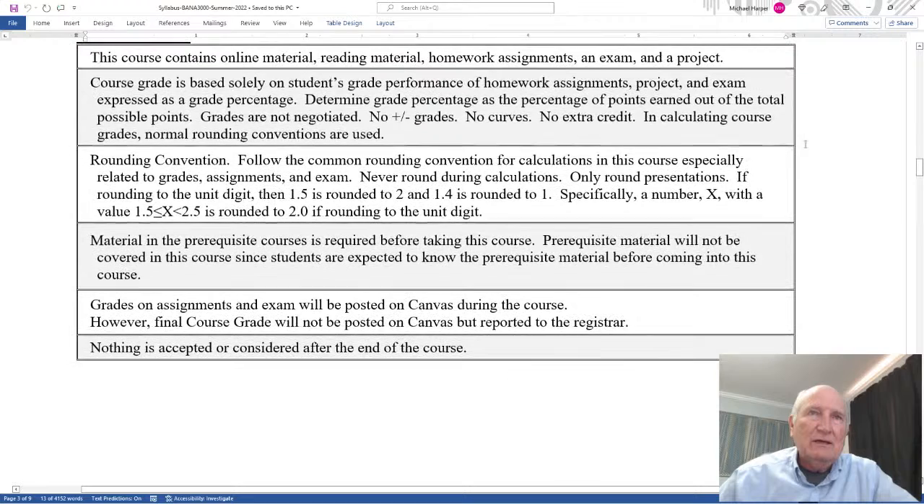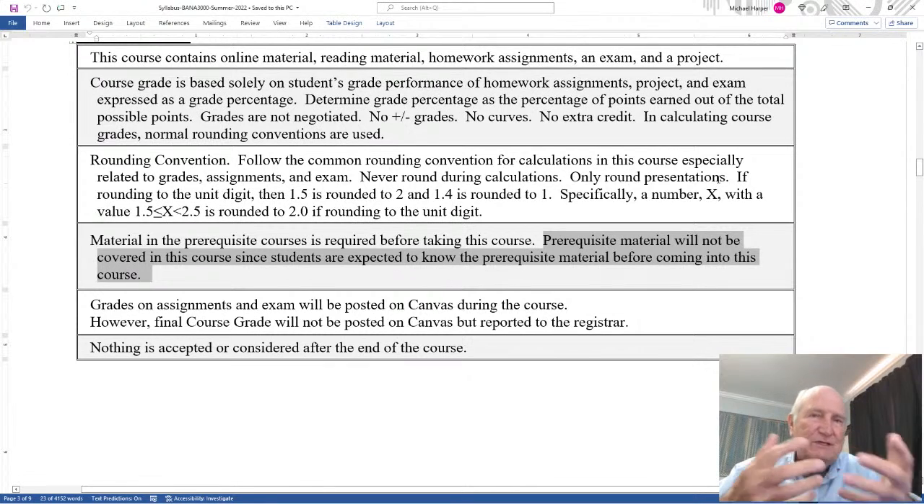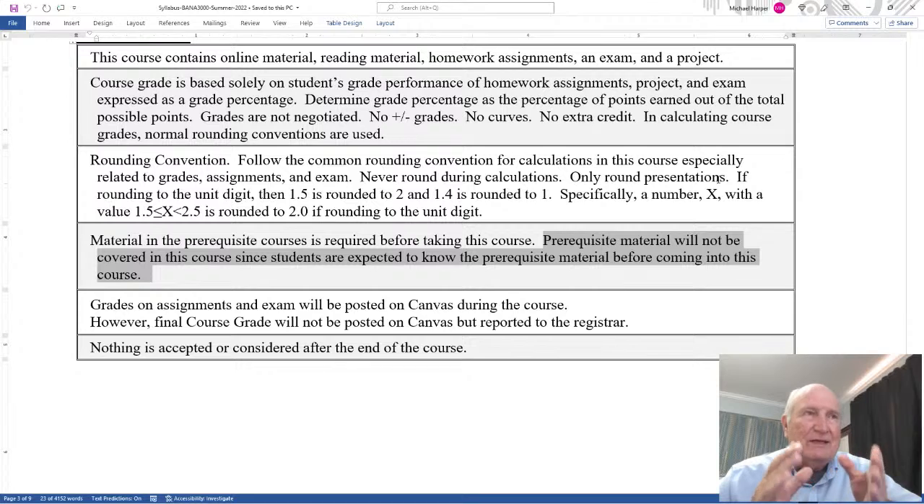The prerequisite material will not be covered in this course since students are expected to know the material before moving to the course. I will not go back and reteach statistics. I will not go back and reteach accounting. You're expected to know that. It's not part of the course. But if you don't remember everything in statistics and you need help, I will help you with it. It's just not part of the course. In other words, I'm not going to give a lecture on it, but I will help you individually. If you need help, I will help you through office hours.